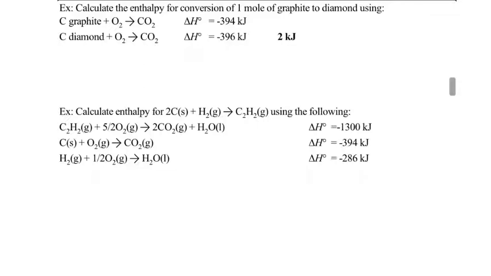So I'm trying to find graphite as my reactant and then converting it to diamond. So graphite needs to be on the left of my equation. So I see that first chemical equation has graphite on the left. So I'm going to write that down just the way it is. Now I see that I'm trying to convert 1 mole of graphite to diamond.